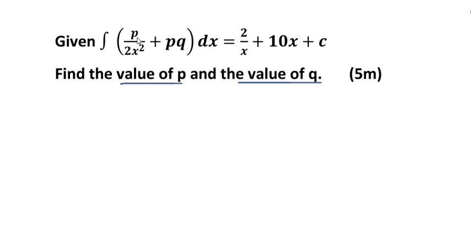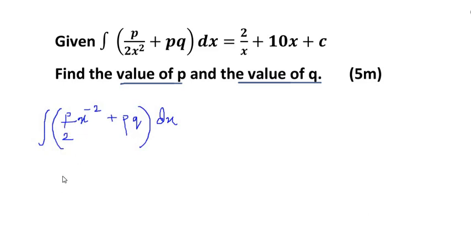So let us start with the integration of this, but before we start, let us take the x term to the numerator. So it becomes the integration of p over 2, x to the power of minus 2. Since x is being pulled up, the power which is positive here becomes negative by the law of indices, plus pq, whole dx. I have not yet integrated this. So let us start with the integration of this term.